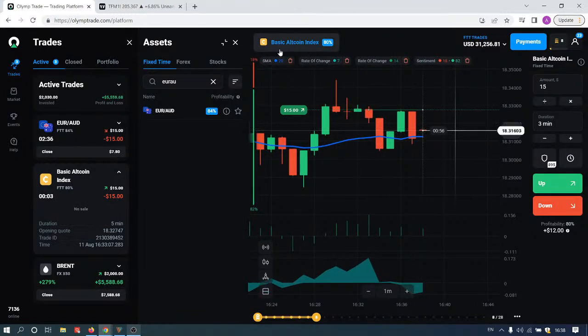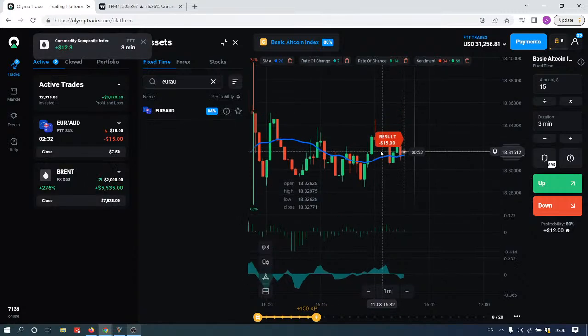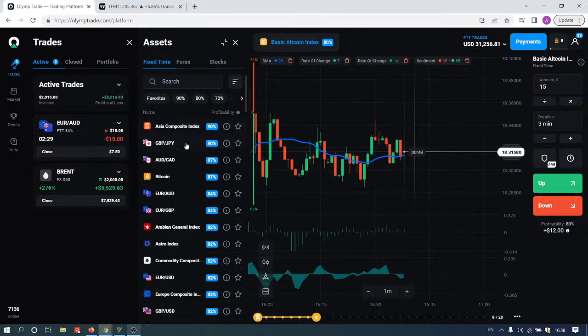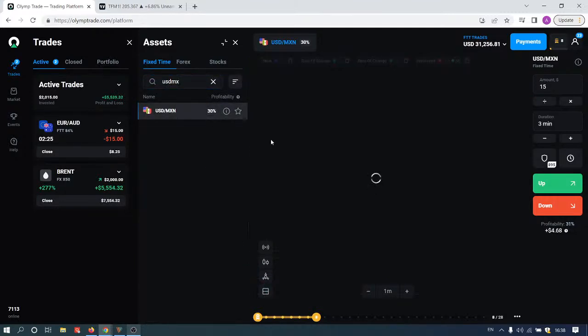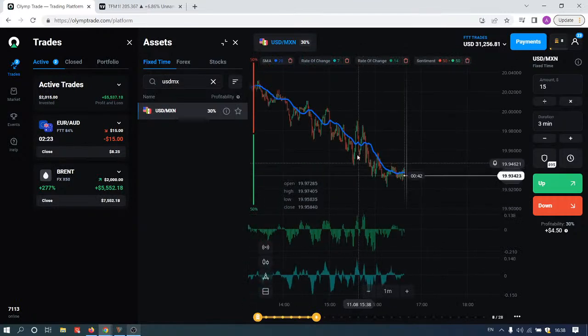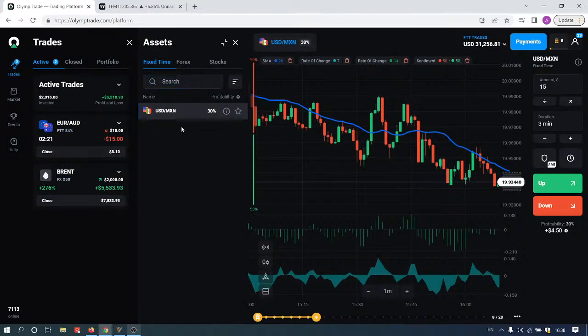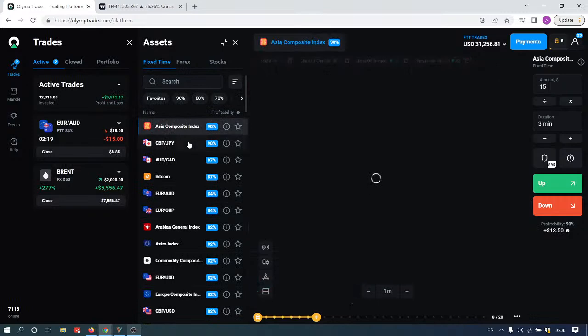All right, I lost both my trades here on basic altcoin index. Basic altcoin index is a little bit tricky, yes, but I just like this asset, even though I would say most of the time I lose on that asset, so probably I should stop trading that asset. Sometimes it just works counterintuitively.